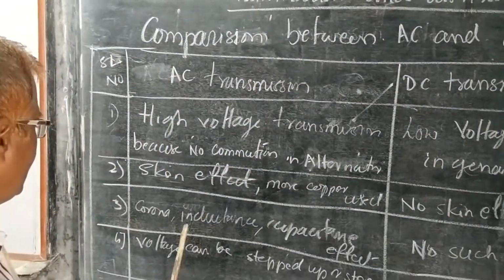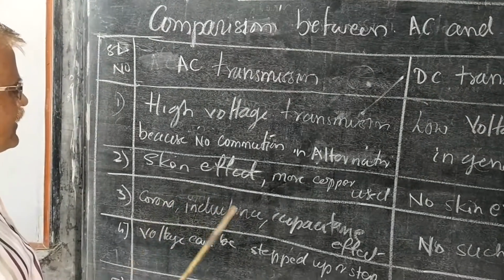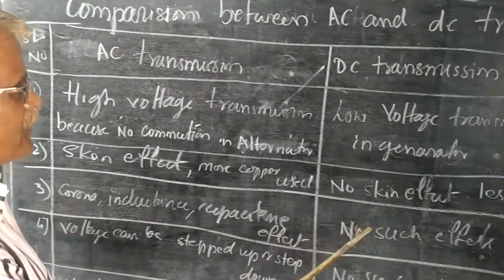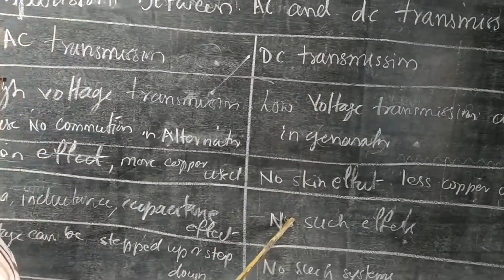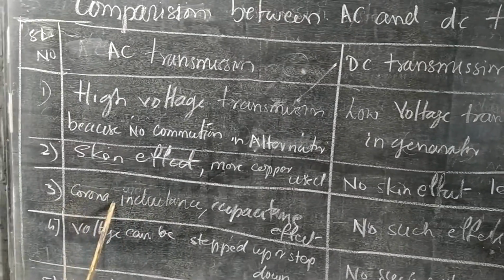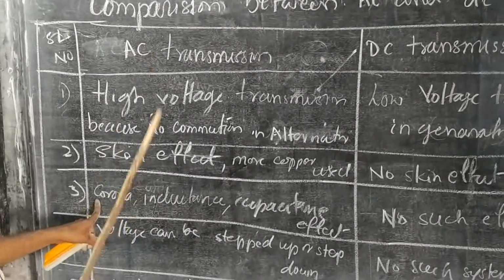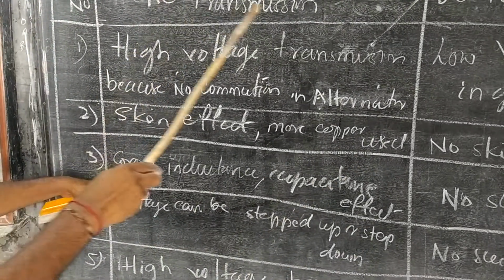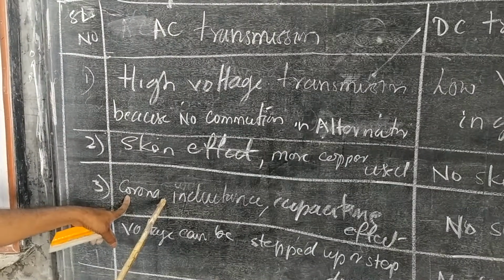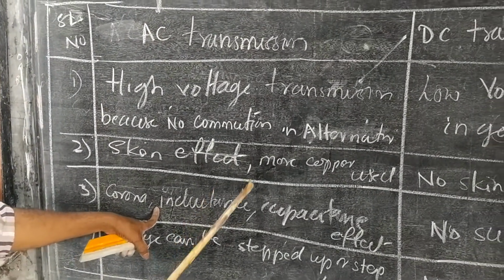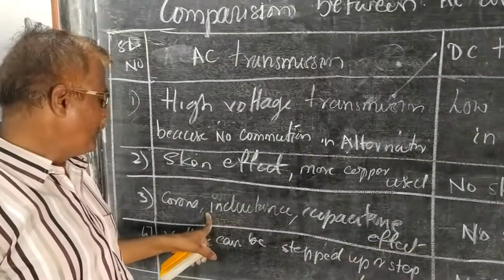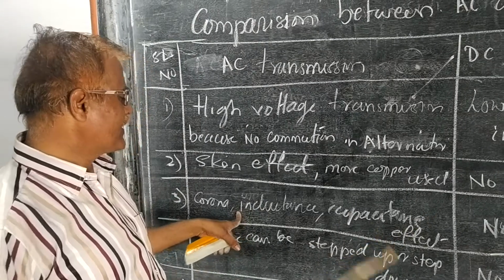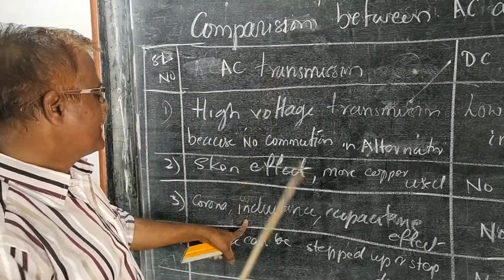Next are problems like corona, inductance and capacitance effects in AC transmission. There are no such effects in DC transmission. The corona effect means a small blue flame occurs over the transmission conductors. And the inductance effect means that in AC the voltage across the inductance opposes the main applied voltage. Such an effect is also in AC transmission.